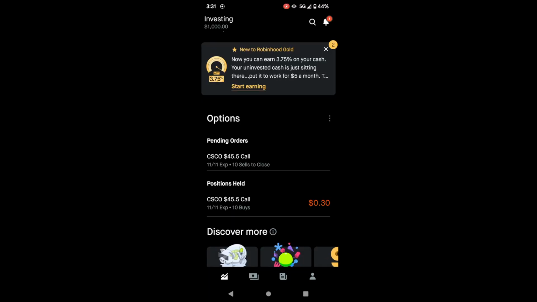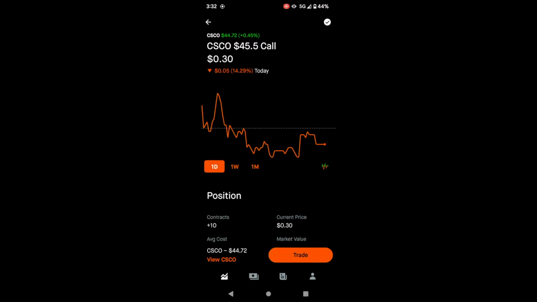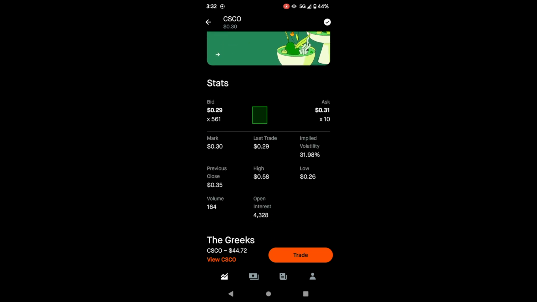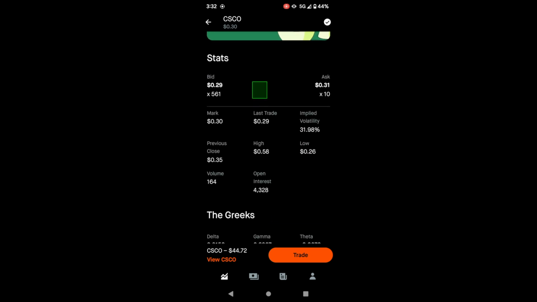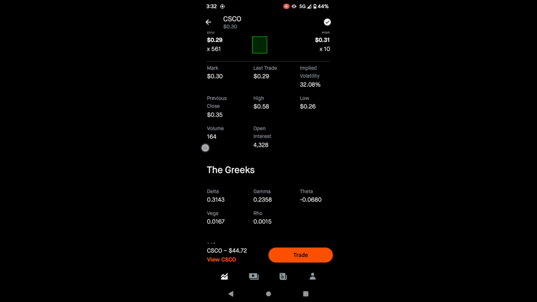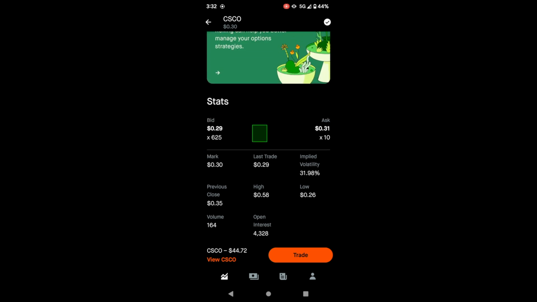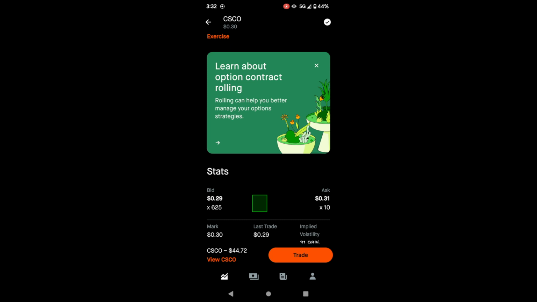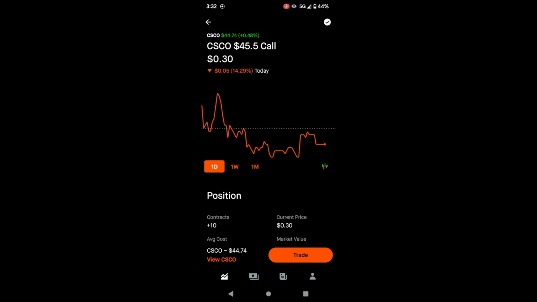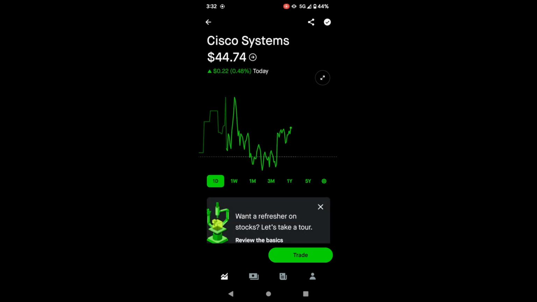I also did want to take the time to show you guys the stats. Now we can see this if we have the option in the watch list as well. So without having to buy it, we can see all this information, but this is going to show you all your stats with your Greeks and all that. We see that Cisco is starting to move in our favor a little bit.